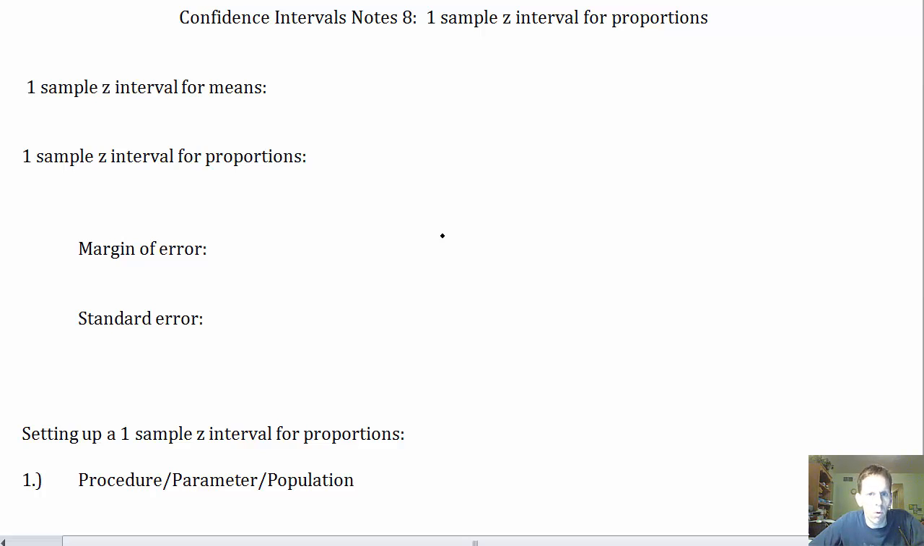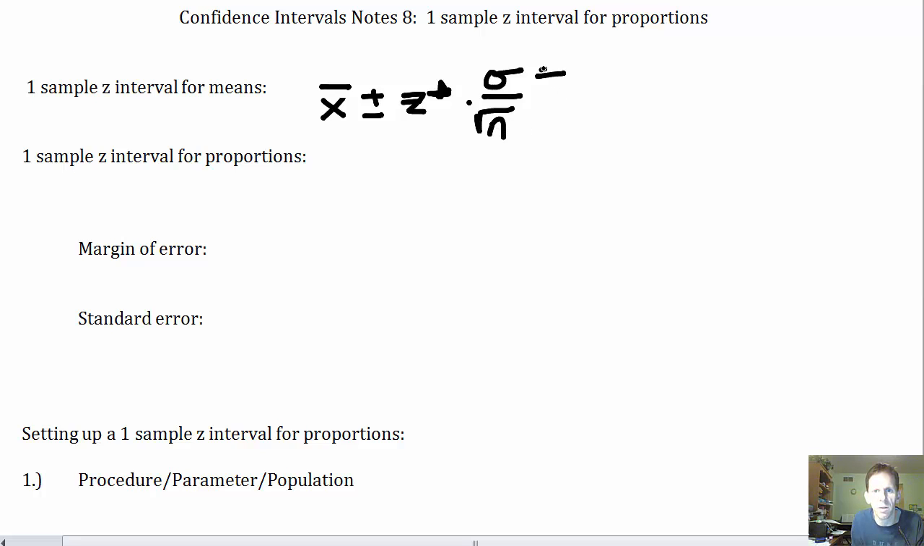Alright, today we're going to talk about one sample z-intervals for proportions. We're going to first review a one sample z-interval for means, which we talked about last week. Our formula for one sample z-interval for means was just x bar plus or minus z star times sigma over the square root of n. Remember that we used a one sample z-interval when we knew sigma, the population standard deviation.